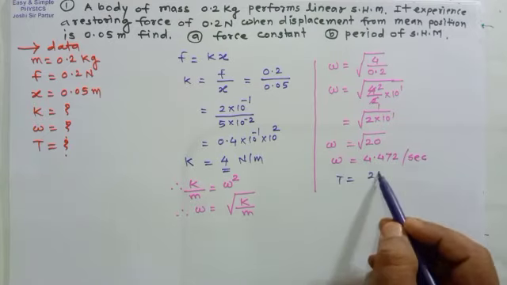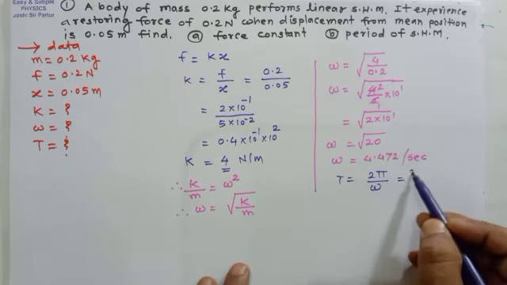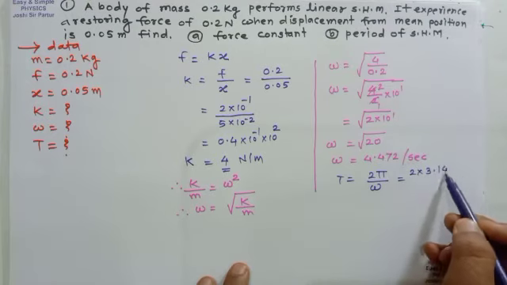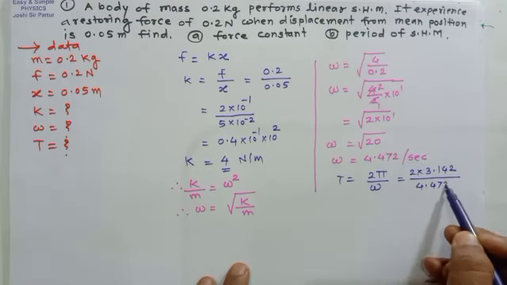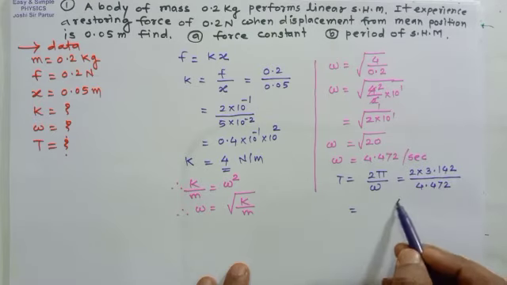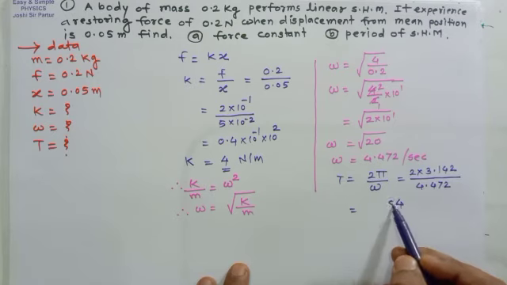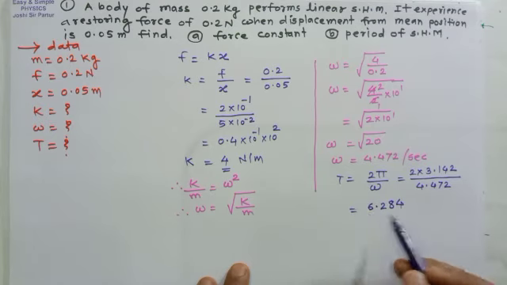By using the formula for time period, we know that time period is equal to 2 pi upon omega. Substitute the values, 2 into 3.142 divided by 4.472. So 2 into 3.142 is 6.284, divided by 4.472.